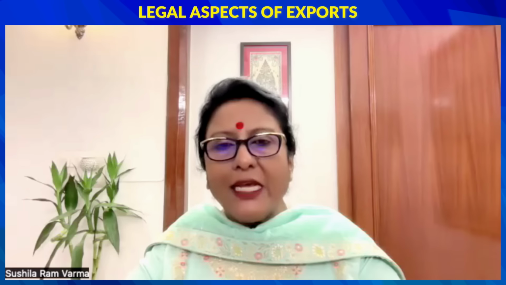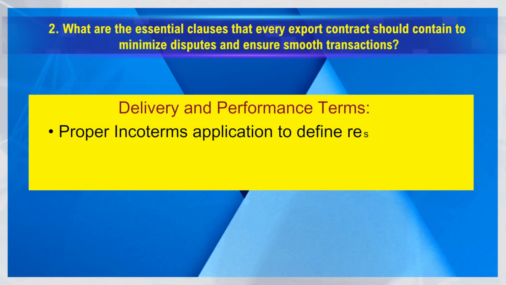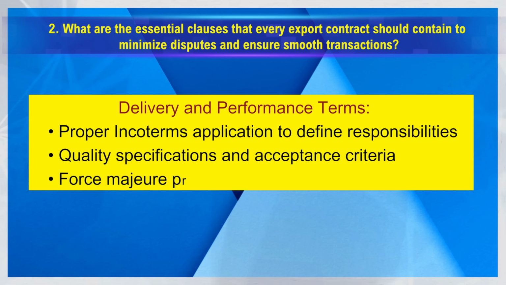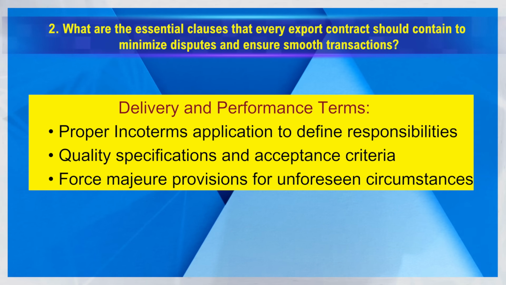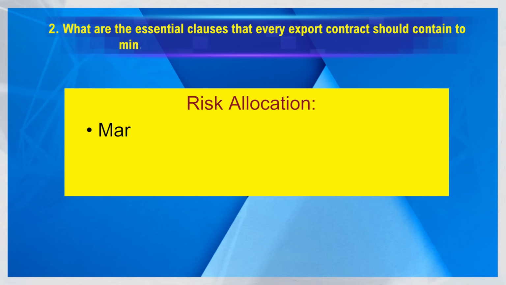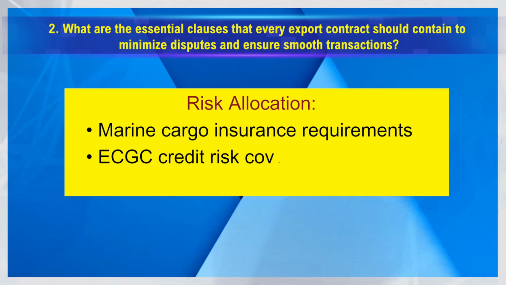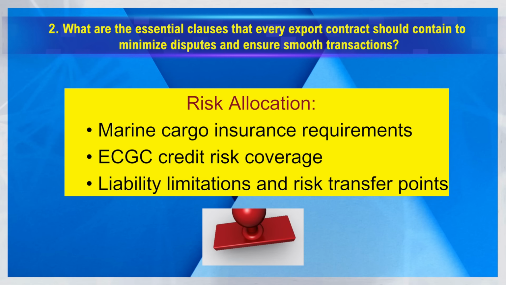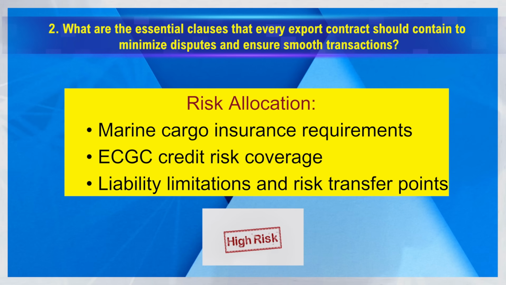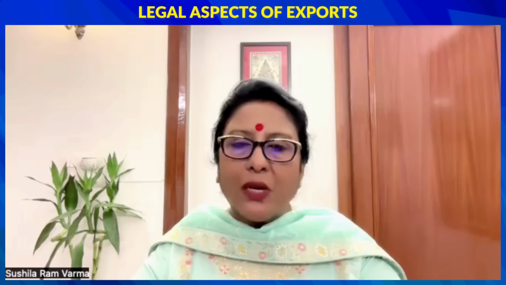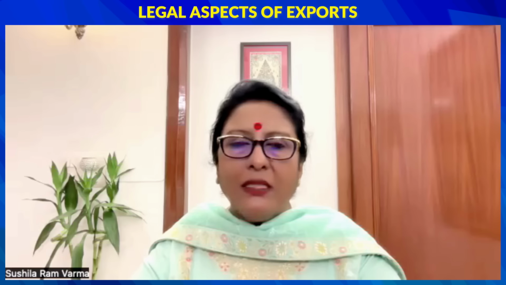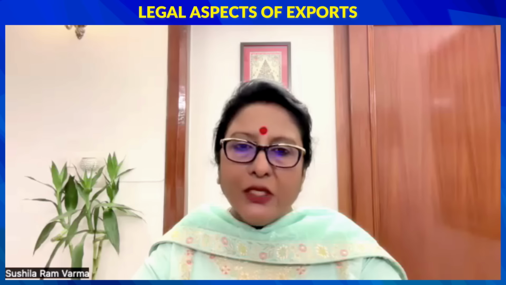Apart from that, there are certain aspects like delivery and performance terms. Be very careful about what you agree to, whether it's workable or not. Also, there are certain risk allocations like marine cargo insurance. Then you have the ECGC credit risk coverage, which is very important. And then you must also ensure that you limit your liability. Your liability should not be such that you are responsible for more than you took on.